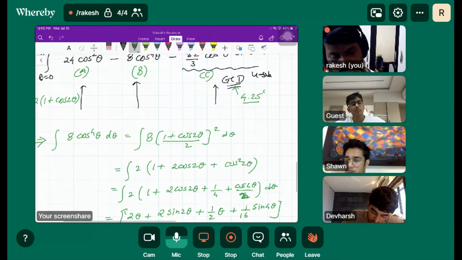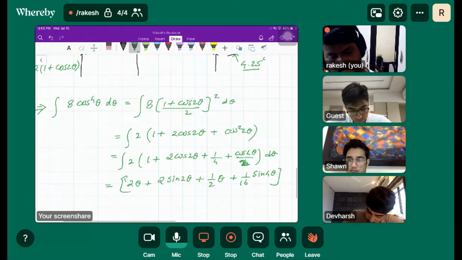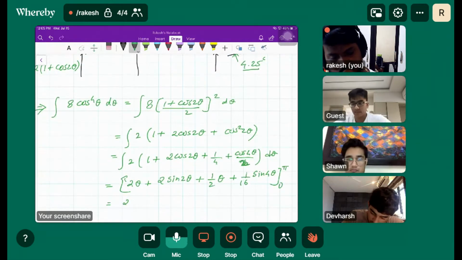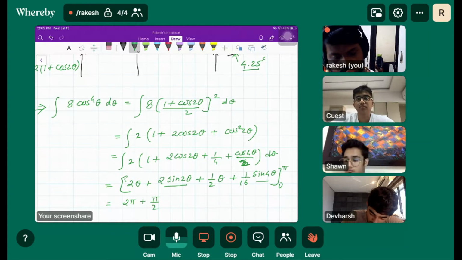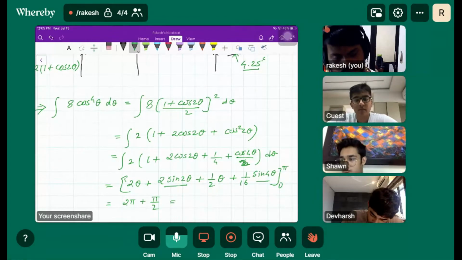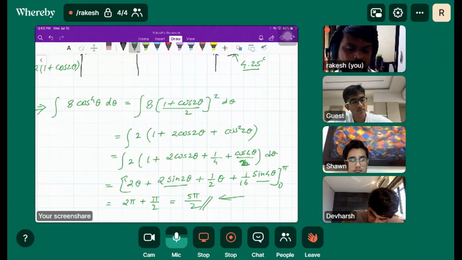So theta is 0 to pi. So 2 pi, 0 at zero, plus pi by 2, 0 at zero. 2 times 2 is 4, plus 1 gives 5 pi by 2. So this is the answer of B.